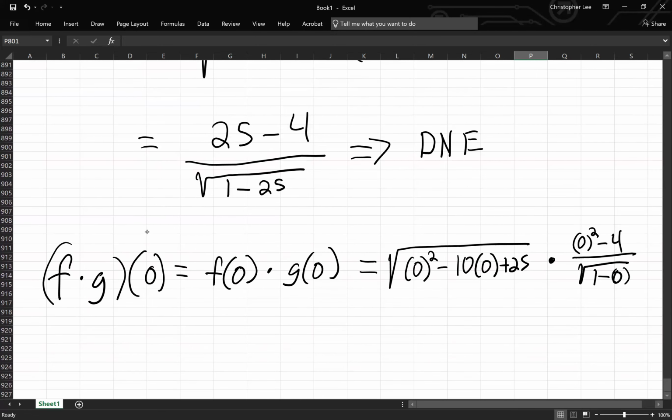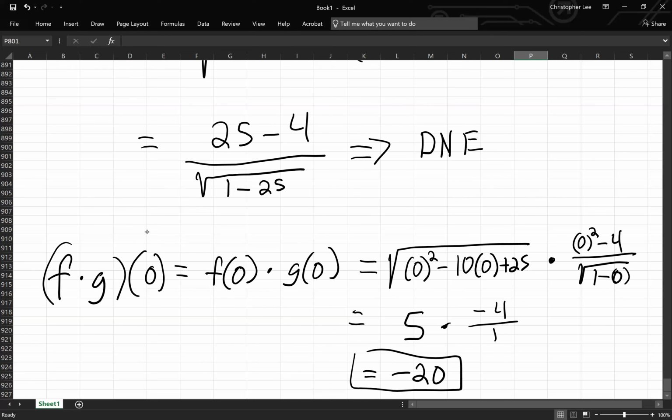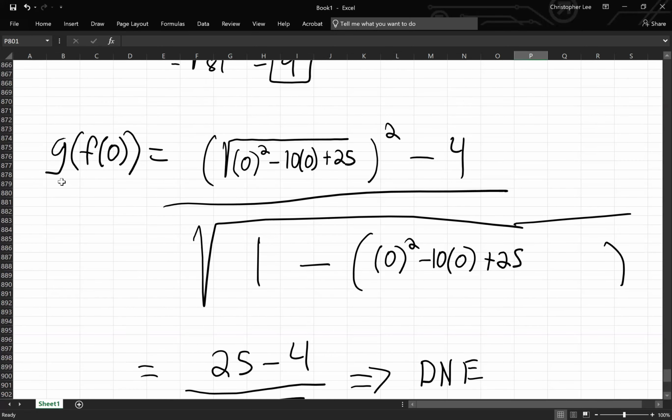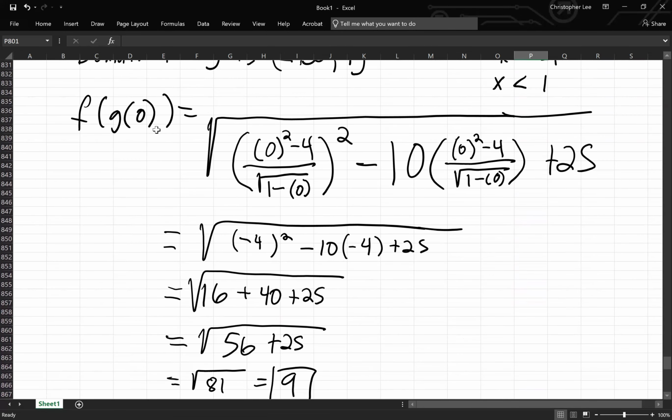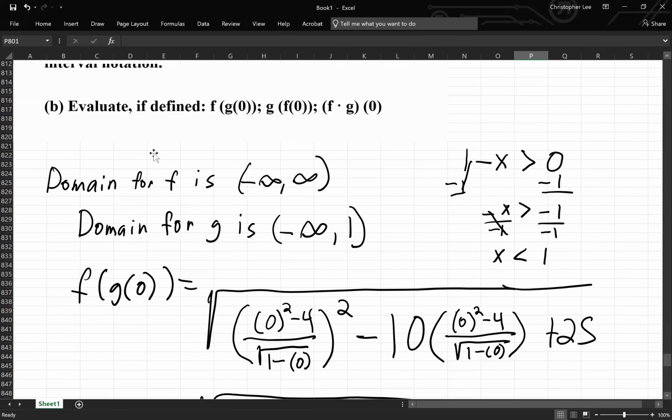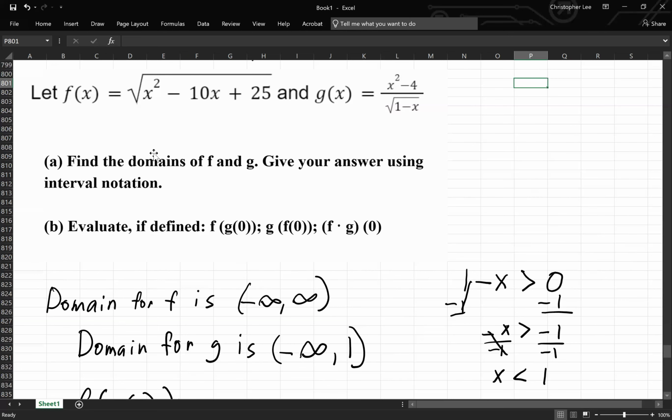Okay, so now let's do the math on this. This is just the square root of 25, call that 5, times negative 4 over 1. No biggie. So this is negative 20. And that's it, that's our answer. Not too bad. So that's f times g of zero. Then we had g of f of zero as one of the questions, and we also had f of g of zero, which was another question. And that's it. All right.